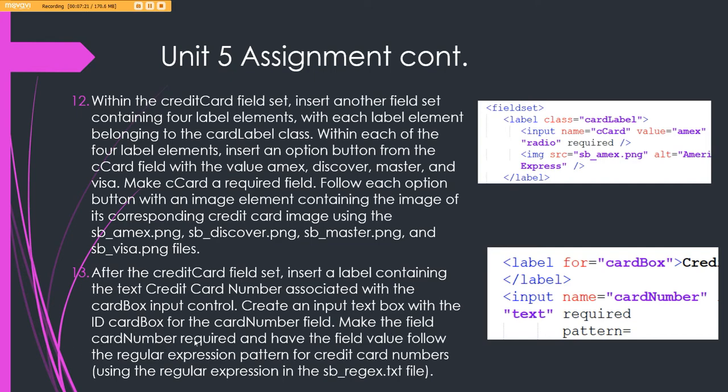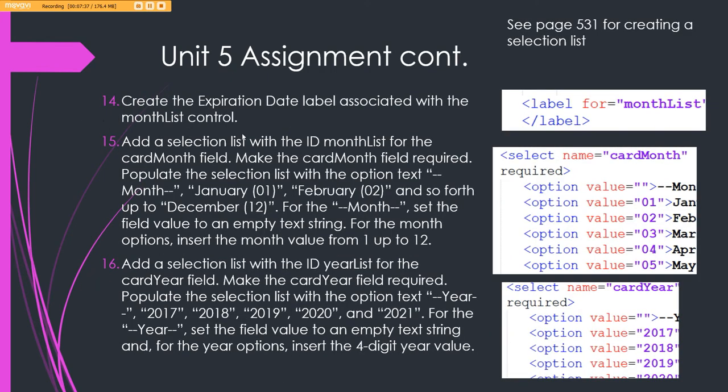And make the field card number required and have the field value, the regular expression pattern for a credit card number, using the regular expression for SB reg text file. So that's going to be what you use there. Then you're going to create an expiration date label associated with the month list control. So you're going to add a selection list with the ID month, so you need to have all the months so that the person can choose the month when it expires.